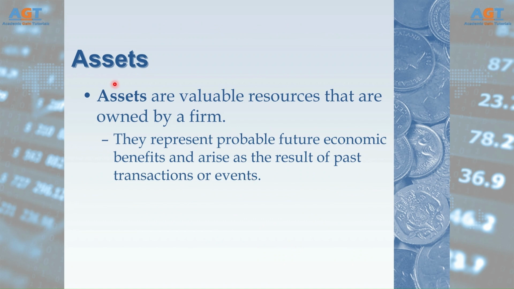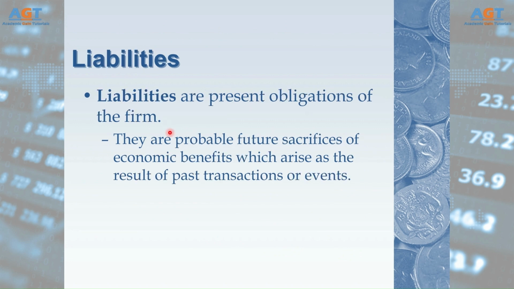Assets. Assets are valuable resources owned by a business. They are expected to provide future economic benefits and result from past transactions or events. Examples include cash, inventory, equipment, and buildings. Next, we examine liabilities, which represent obligations of the business.